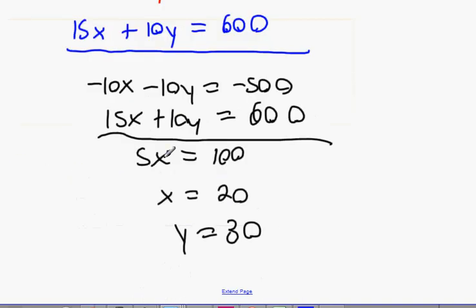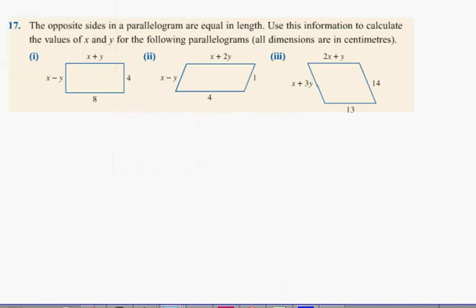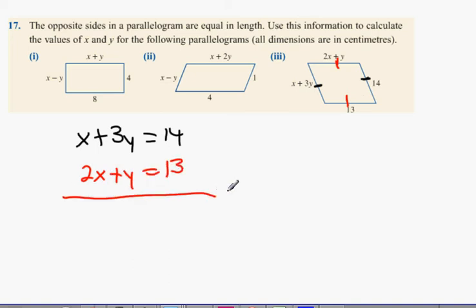Arson, you have a question? Yes. Begin. Okay, the opposite sides of a parallelogram are equal in length. This means the following. This means x plus 3y has to equal 14. It also means 2x plus y has to equal 13. So what we're going to do is pick a letter to get rid of, y. Multiply the bottom one. We want this to be minus 3. So we're going to multiply by minus 3.